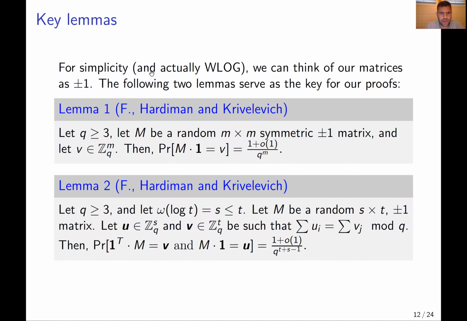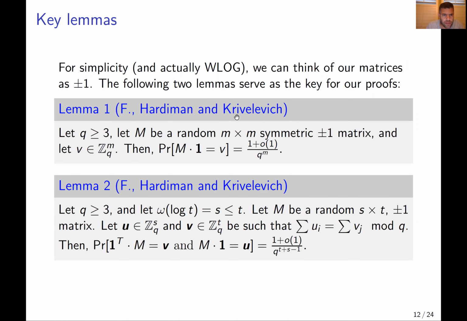Just for simplicity, and I can also show you some proofs, it's actually without loss of generality. We can think of our matrices as plus minus 1 instead of 0, 1. Because if it's a 0, 1 matrix, you take a random graph, you can just shift it, by subtracting the all 1/2 matrix.